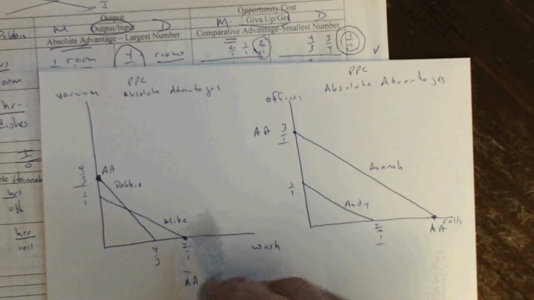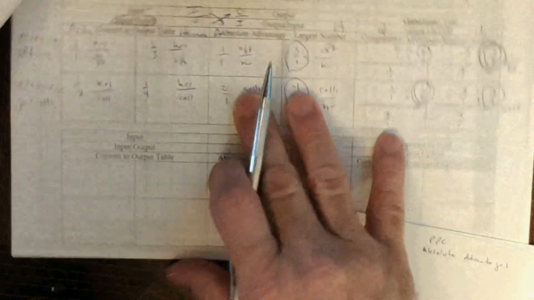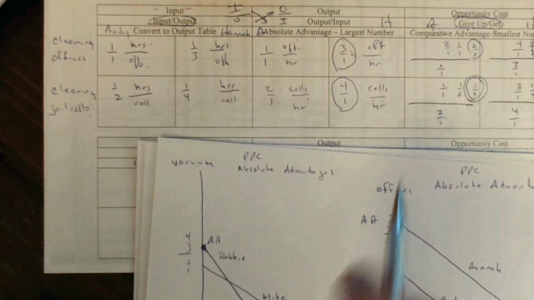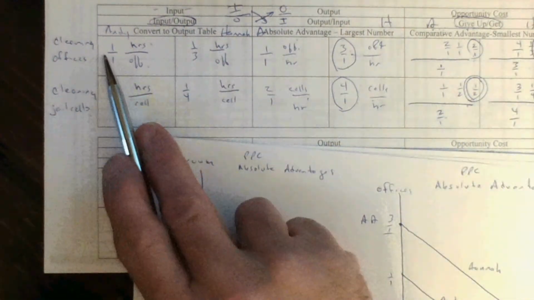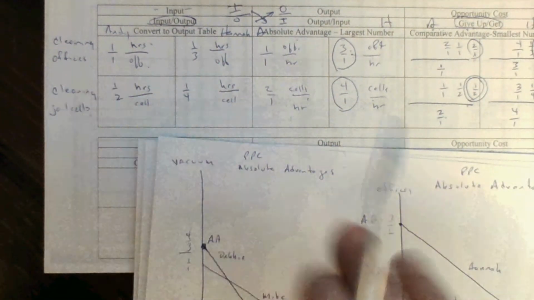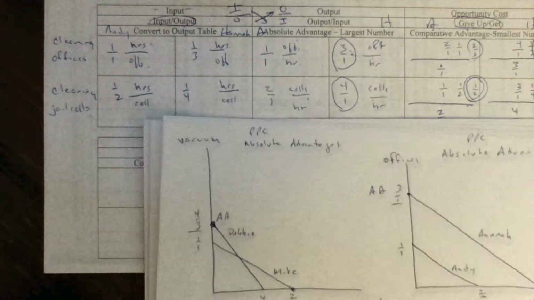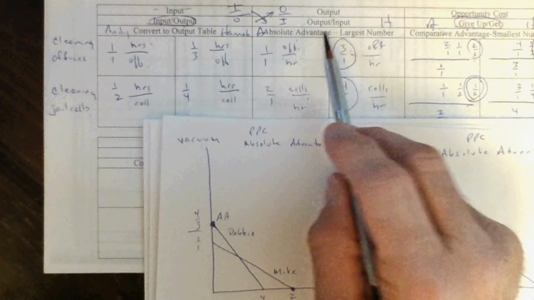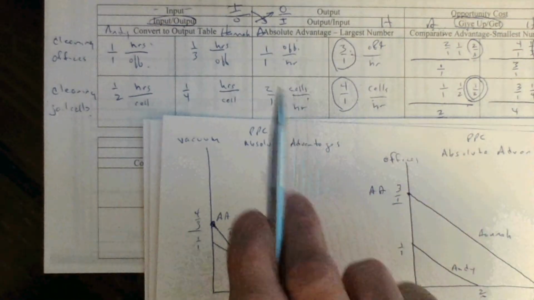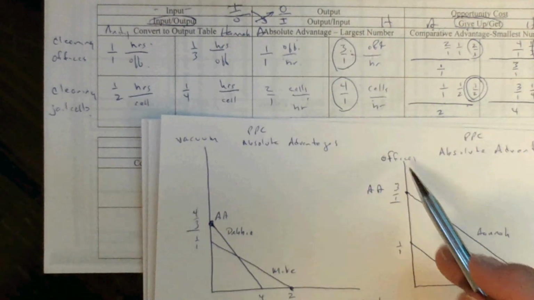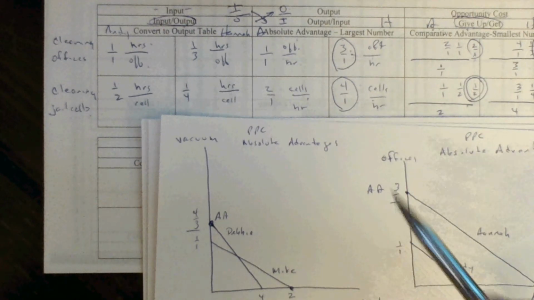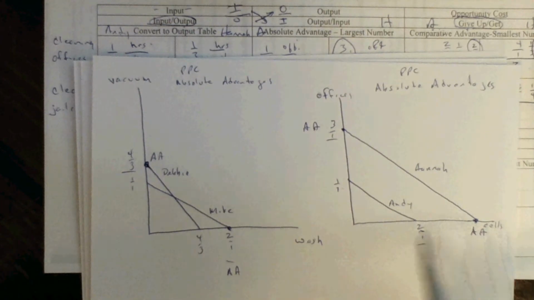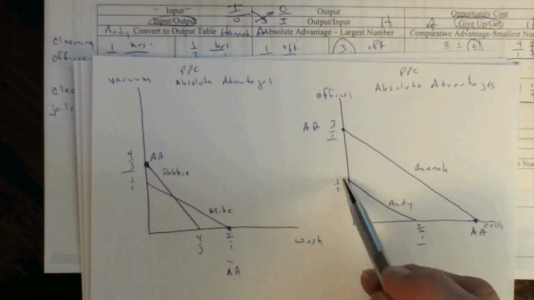So if we look at our second problem, the 2 products were cleaning cells and offices, and it was Andy and Hannah. Let's do Andy's output numbers to calculate a production possibilities curve. When it came to cleaning offices, he could do 1 office per hour, or he could do 2 cells an hour. 2 cells in an hour, 1 office in an hour.